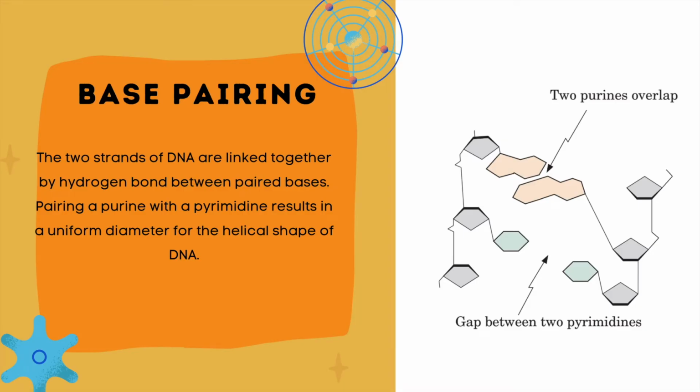The base pairings are matched this way because adenine and guanine are purines, meaning they have two rings in their structure, while cytosine and thymine are pyrimidines, which have a single ring. Pairing a purine with a pyrimidine is the only combination that results in a uniform diameter for the double helix.